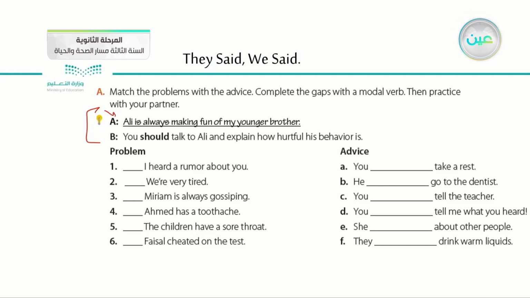So now we have in A a problem, and in B we have advice or a solution to this problem. Now in this exercise, we have problems on the left side and we have advice on the right side. Okay, what should we do in this case? We should start reading the problems. Then after that, match each problem with the proper advice. For example, number one is, I heard a rumor about you.